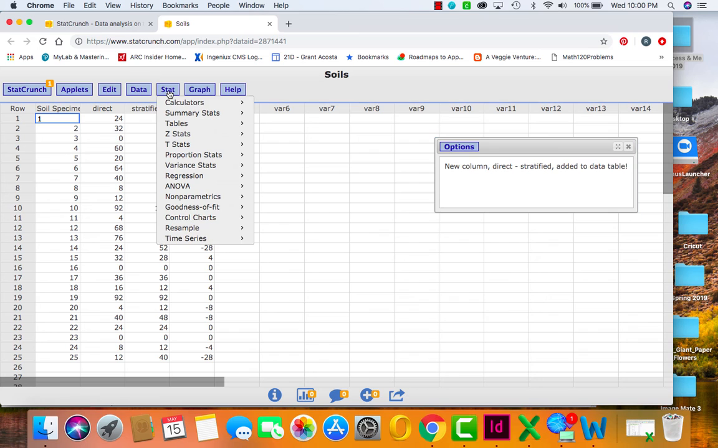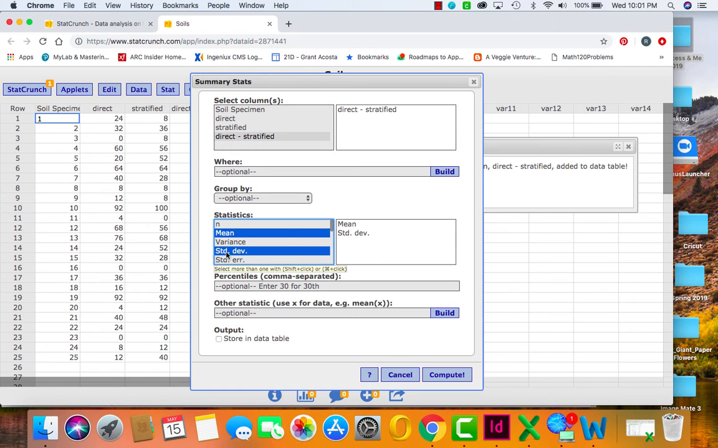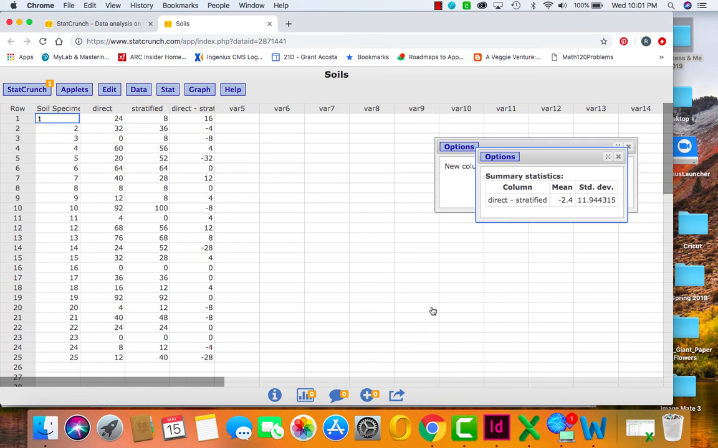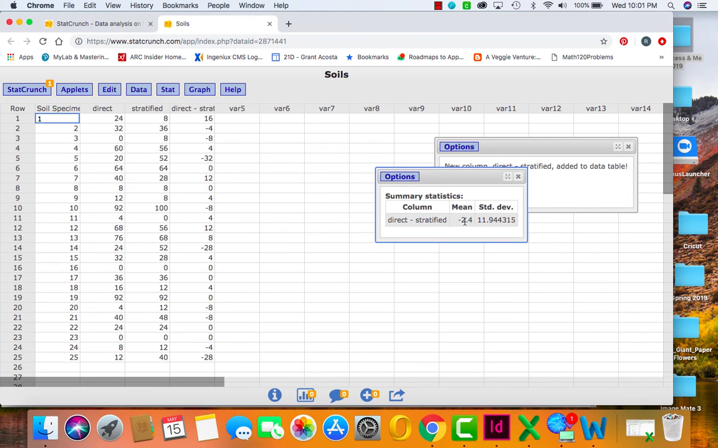And now we want to do the average. So go to stats, summary stats, columns, and now we want our new column, direct minus stratified. If you pick that, in this case we wanted the mean, and we also wanted the standard deviation. So make sure to select the two things that you want, compute, and here it is. So the mean should have been negative 2.4 and standard deviation 11.944.